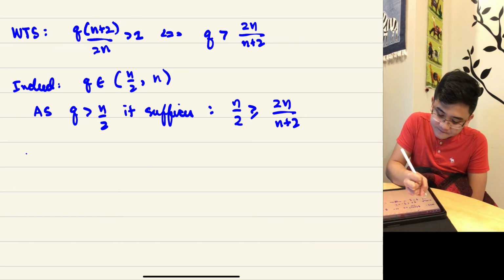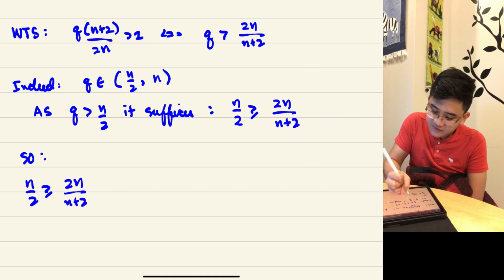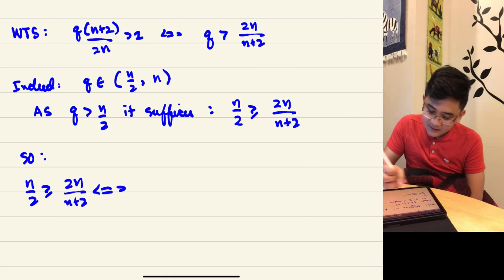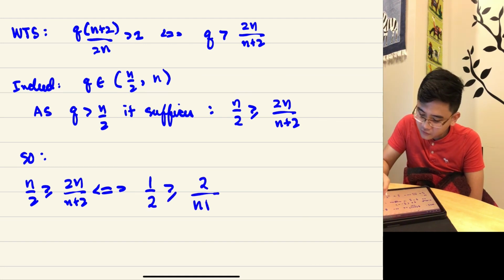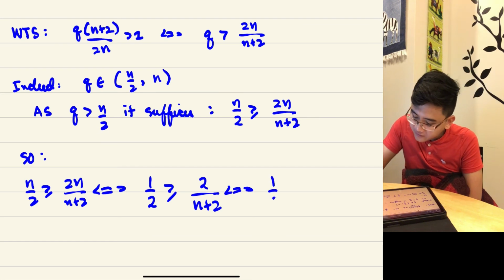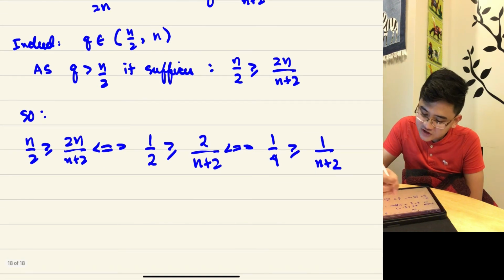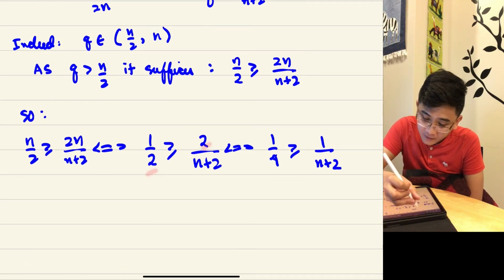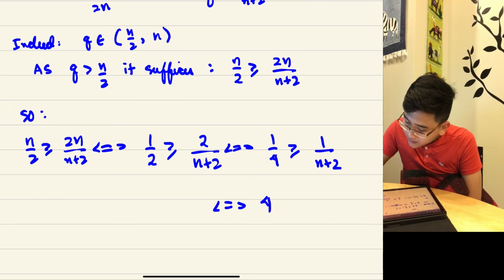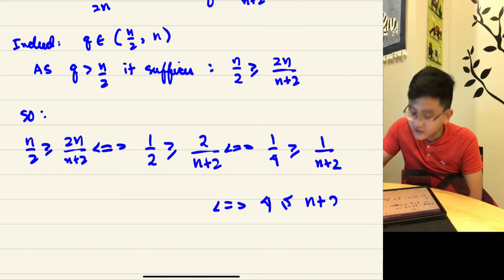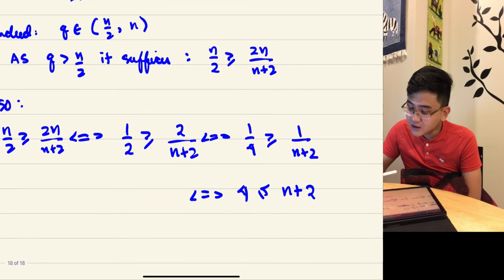Okay, so n over 2 greater than or equal to 2n over (m plus 2). This is equivalent to saying that you can cancel out n, so you have 1/2 greater than or equal to 2 over (m plus 2), equivalent to 1/4 greater than or equal to 1 over (m plus 2). What did I do? Just divided both sides by 2. This is equivalent to what? 4 less than or equal to m plus 2. So I took the reciprocal on both sides, so that reverses the inequality.